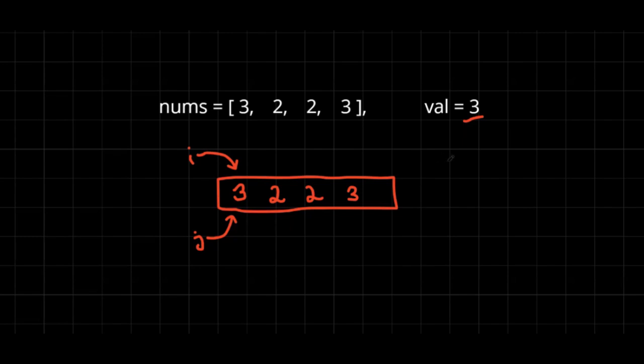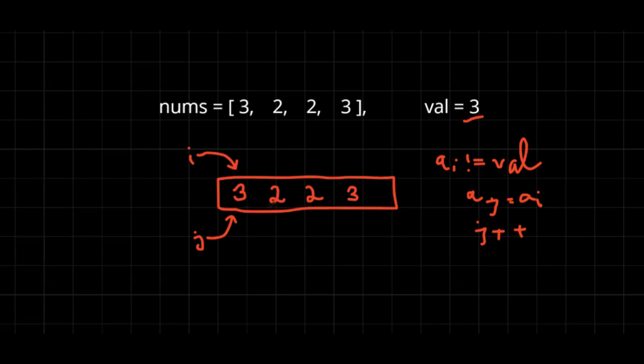Now at first, we have to check if our current element a of i is equal to the value or not. If our current element a of i is not equal to the given value, in this case, we have to assign a of i to a of j and increment the pointer value j by 1. This is the pseudocode. Now I am explaining the main algorithm.